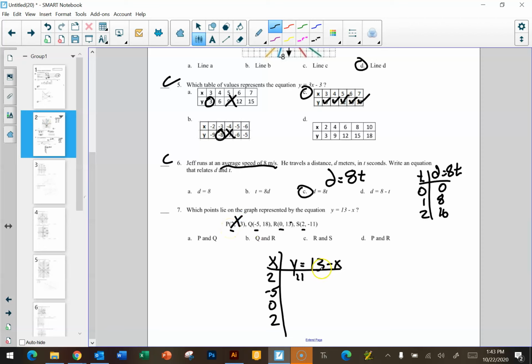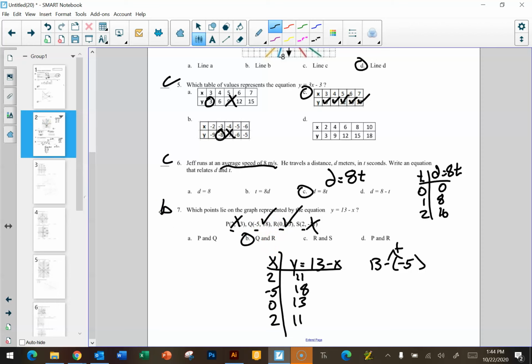If x equals -5, we've got 13 minus a negative. Remember, 13 minus a -5 is just going to be plus, right? So 13 plus 5 is 18. So that one does check out. That one's good. R, if x is 0, 13 minus 0 equals 13. 0, 13, that checks out. And S, if x equals 2, then it's 13 minus 2 is 11, not -11, but positive 11. So this one doesn't check out. So the 2 points that are going to be on that line are Q and R, which is B.